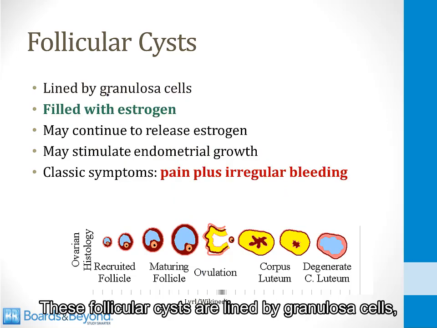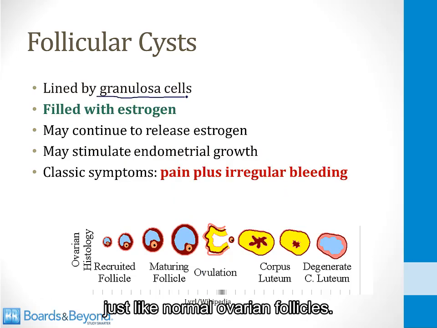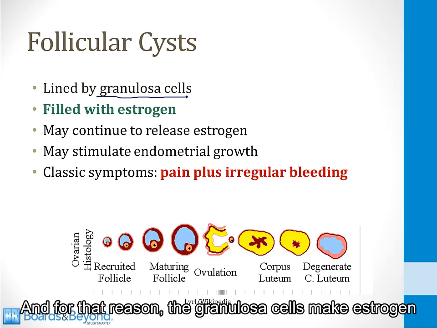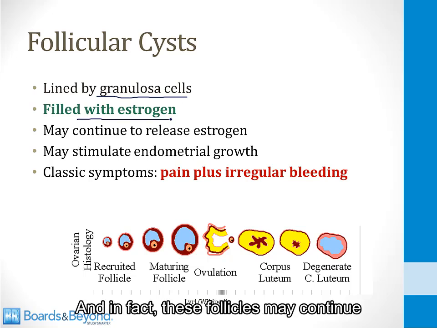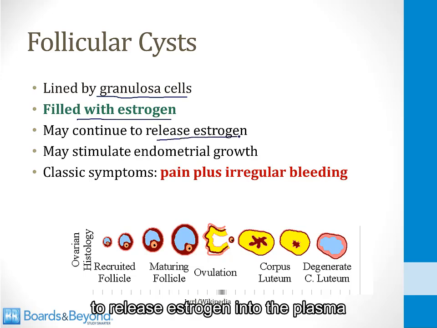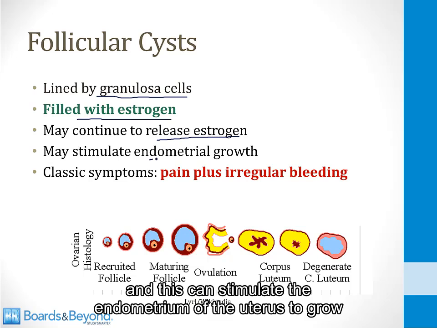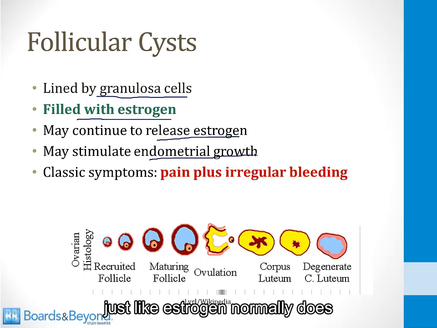These follicular cysts are lined by granulosa cells, just like normal ovarian follicles, and for that reason, the granulosa cells make estrogen, and the fluid in the middle of the cyst is filled with estrogen. And in fact, these follicles may continue to release estrogen into the plasma, and this can stimulate the endometrium of the uterus to grow, just like estrogen normally does as part of the menstrual cycle.